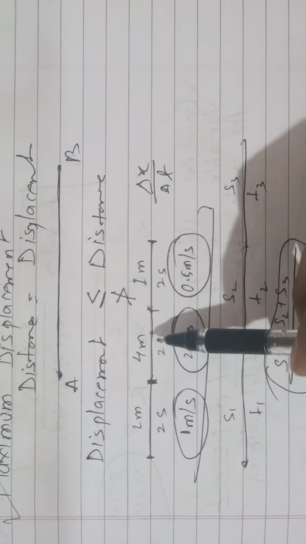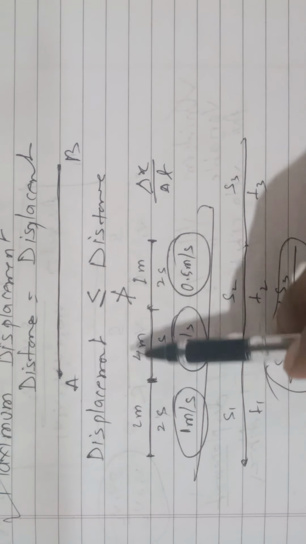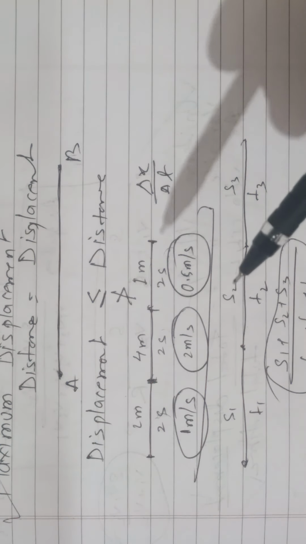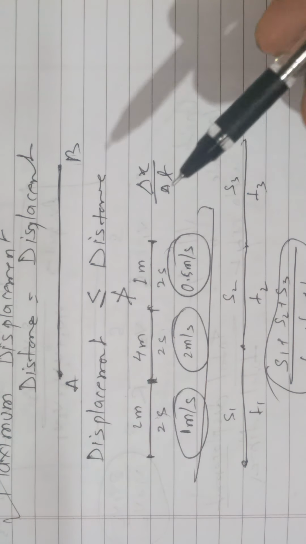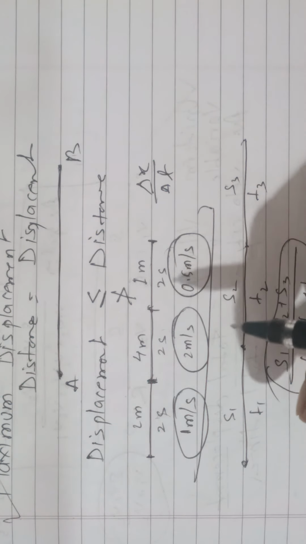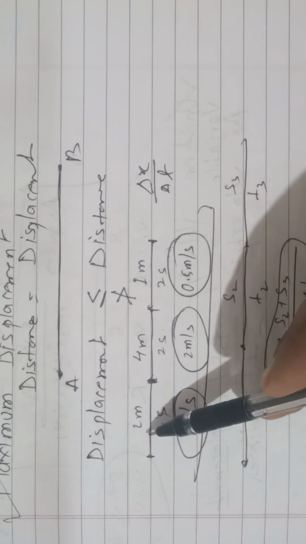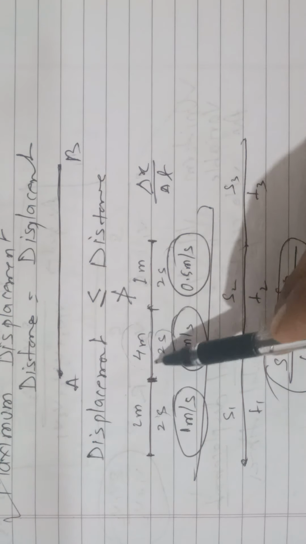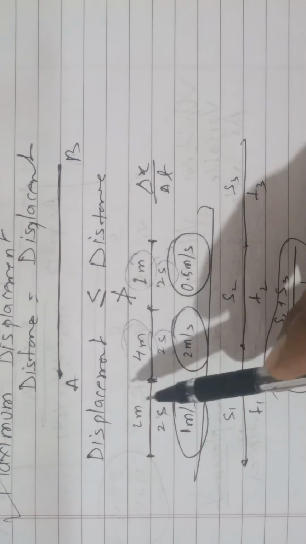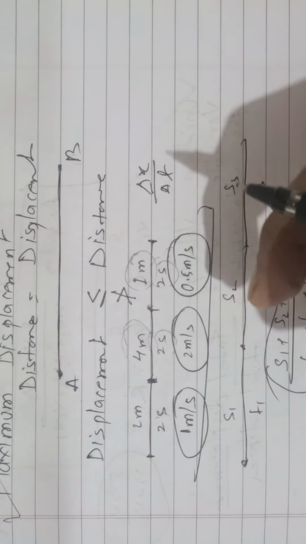So all of you can see one numerical I did here: if a body is covering the first 2 meter in 2 seconds, then 4 meter in 2 seconds, then 1 meter in 2 seconds, then what is the average speed? First we will check whether the body is moving with uniform speed or variable speed. The body is covering 2 meter in 2 seconds. Here the time is the same but the distance is different. Again the time is the same but the distance is different. So we can say the body's speed is not fixed, it is not moving with constant speed, it is moving with variable speed.